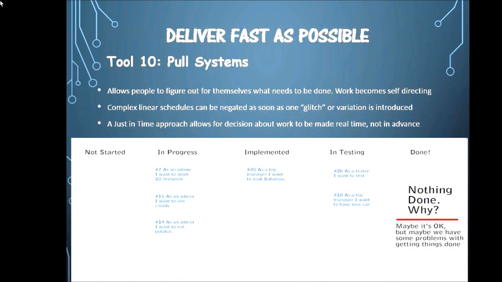Okay, the 10th tool, pull system. Allow people to figure out for themselves what needs to be done. Work becomes self-directing. A complex linear schedule can be negated as soon as one glitch or variation is introduced. A just-in-time approach allows decisions about work to be made in real time, not in advance. Here's a picture about pull system.